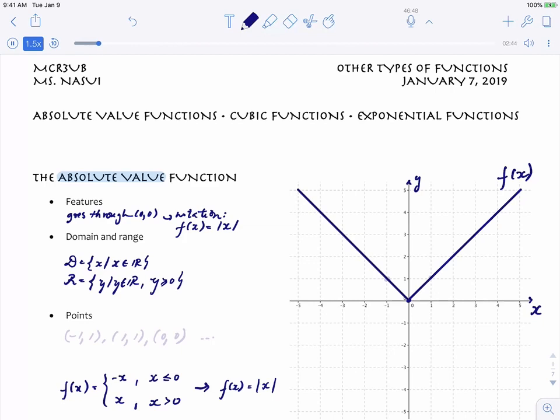So if you think of a few points, you can always note 0, 0, 1, 1, and negative 1, 1, just like with the quadratic function, okay? Just remind yourself. But in general, if you remember that it's a V function, then everything's good. Okay, so let's see what it would look like transformed.